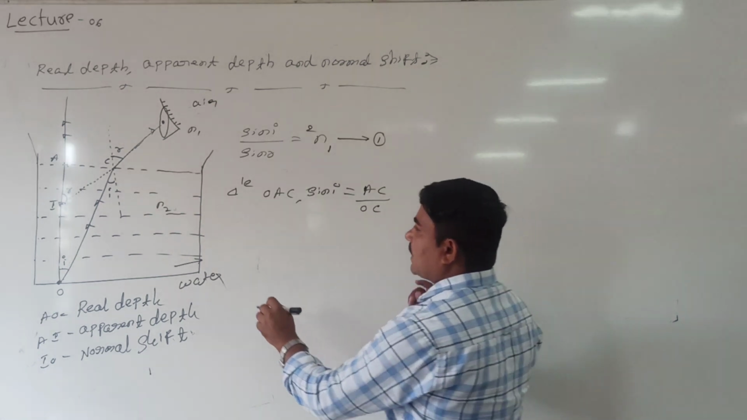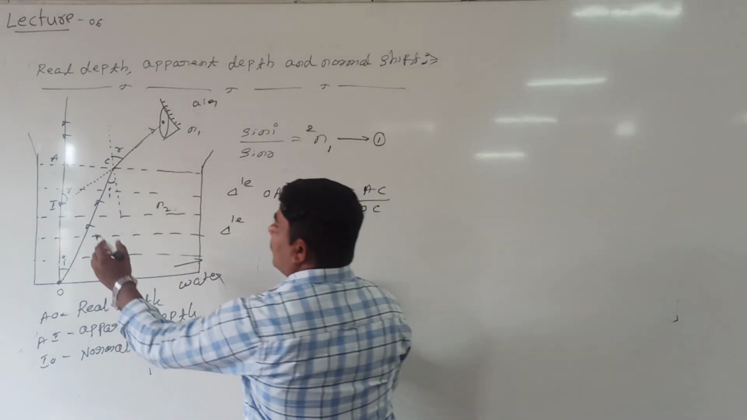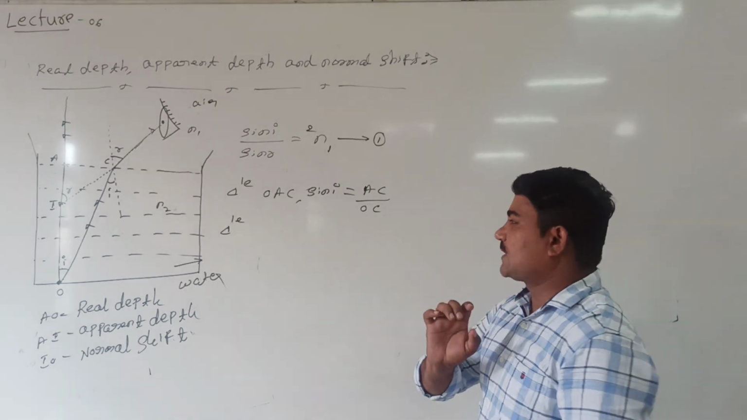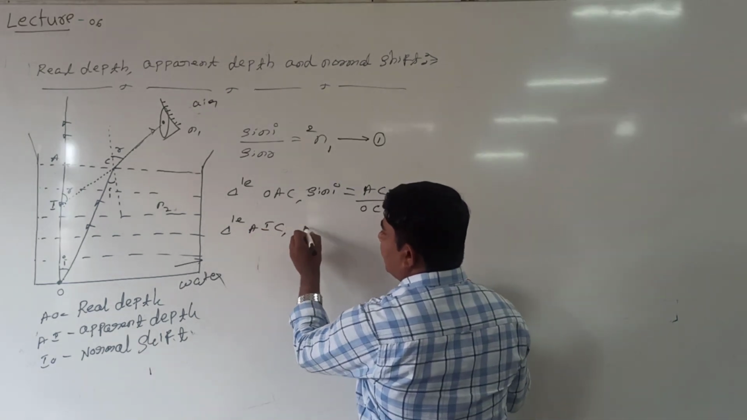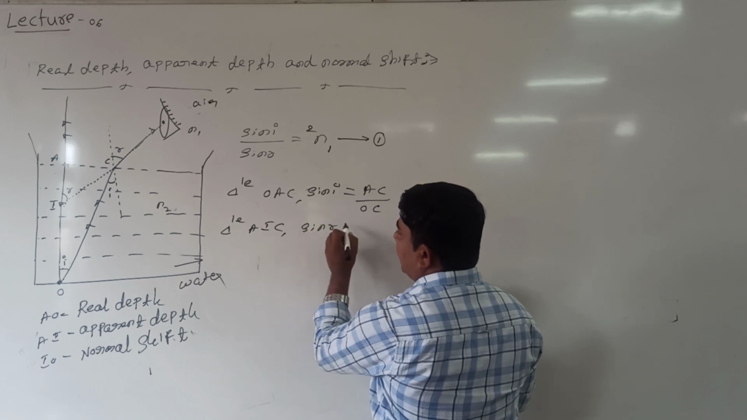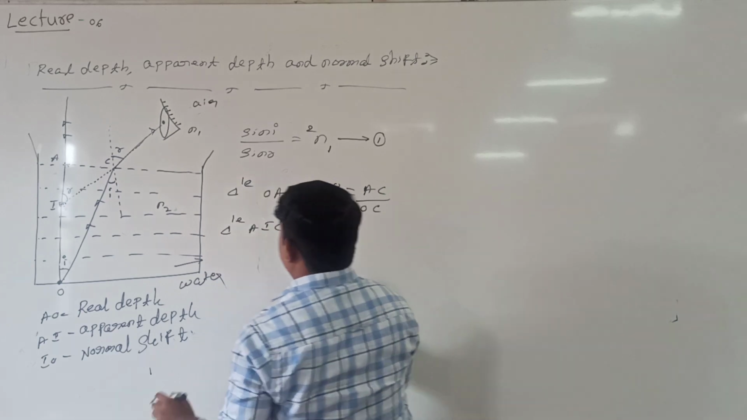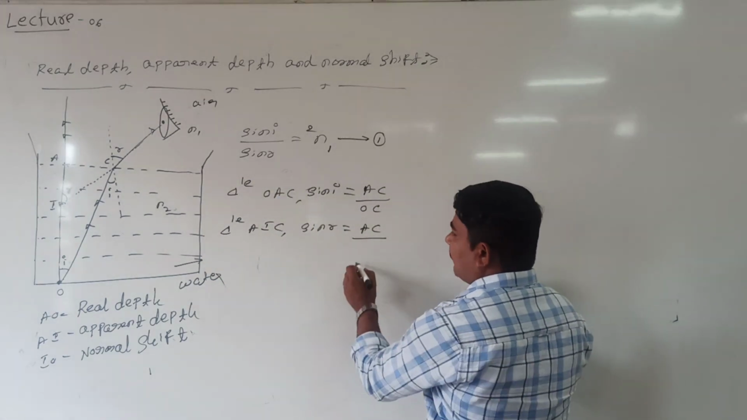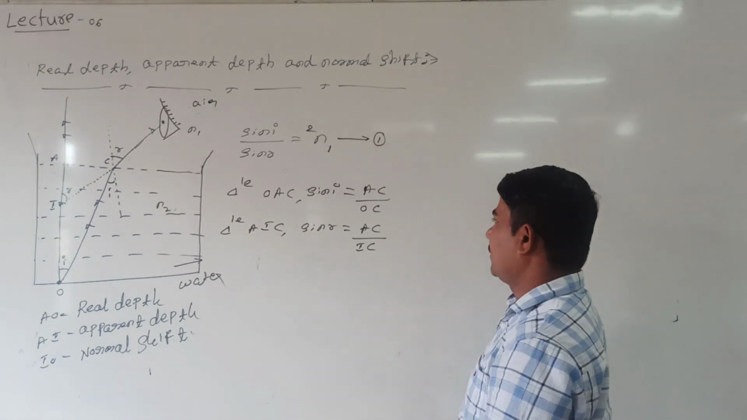Again, one more triangle looks like. Which triangle? AIC looks like one triangle. From this triangle, shall I take sine R? What is sine R? Opposite, meaning AC, divided by hypotenuse. What value? That is IC. Write down this.